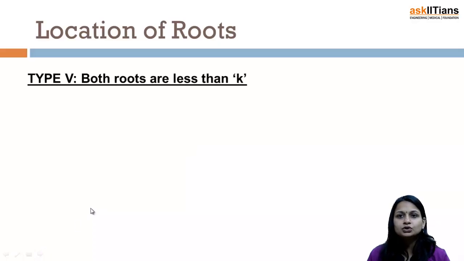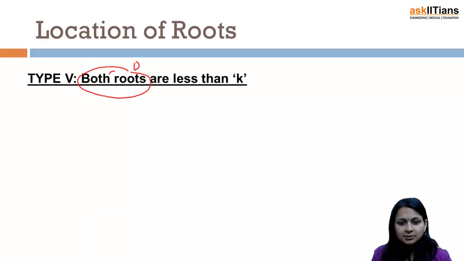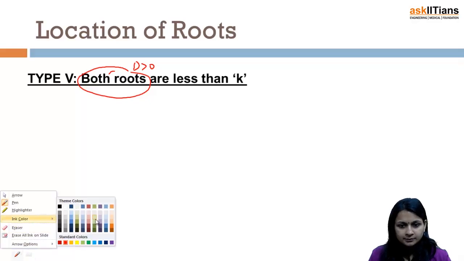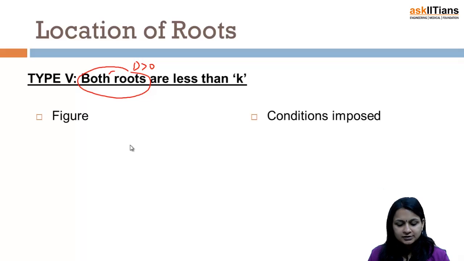Our next type is when we have both roots less than k. Now let's see what it means. Both roots are less than k. Both roots means that here the discriminant would be greater than 0. So let's talk about the figure and the conditions imposed.